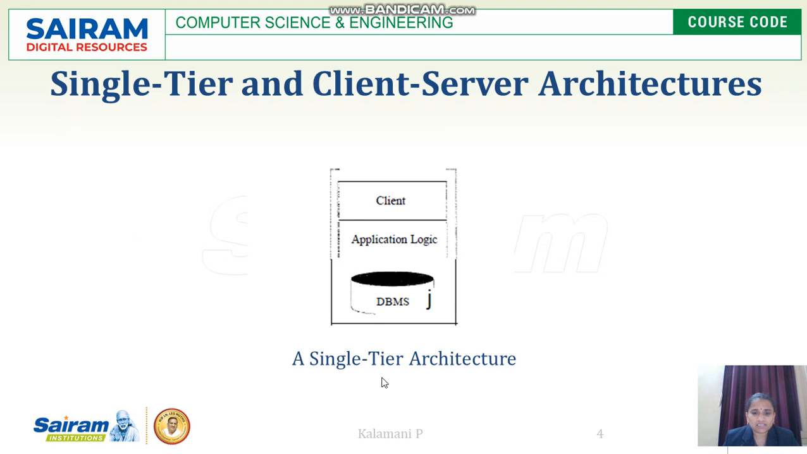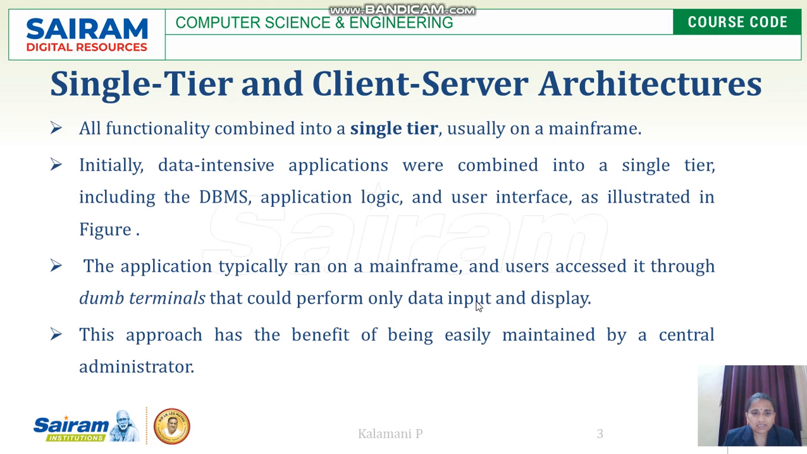See here, that is a single tier architecture. Everything, DBMS, application logic, client, is in a single system, a single tier. The application typically ran on a mainframe. The users accessed it through dumb terminals that could perform only data input and display. It has the benefit of being easily maintained by a central administrator, because everything is in a single tier, so the maintenance is very easy.